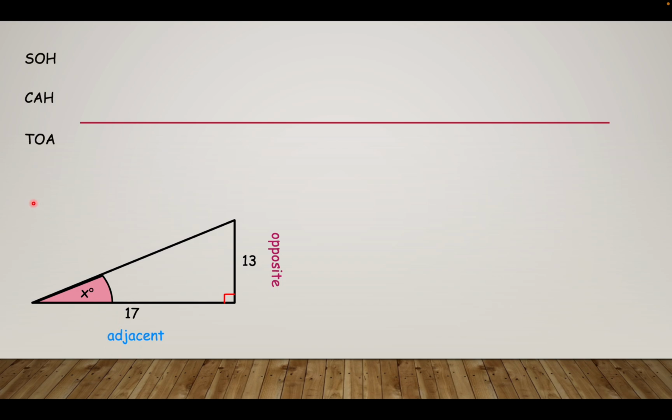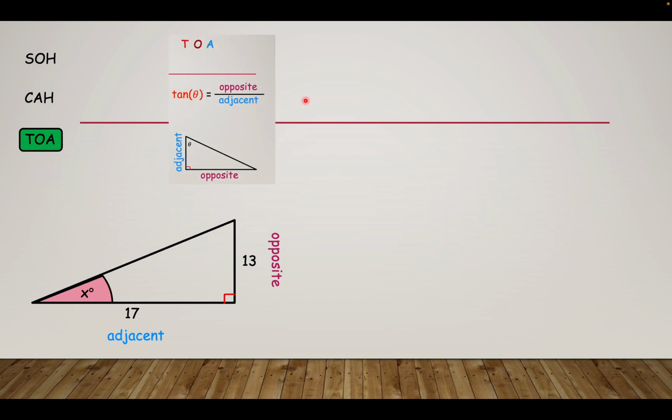So if we look at our mnemonic device, our SOHCAHTOA, which one uses opposite and adjacent? That would be the T, standing for tangent. So we need to use this function to set up our equation. To write out our equation, we take the tan of x, remember this is where our angle goes, equals the opposite side, 13, divided by the adjacent side of 17.